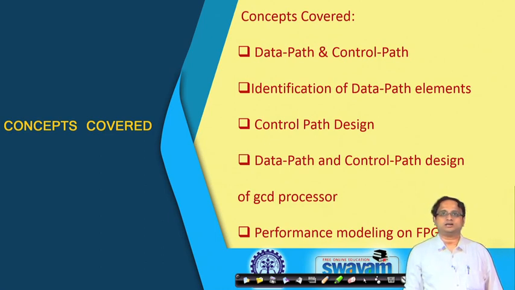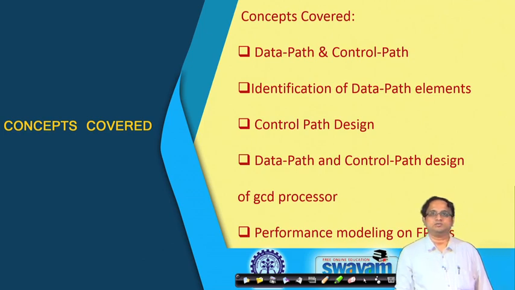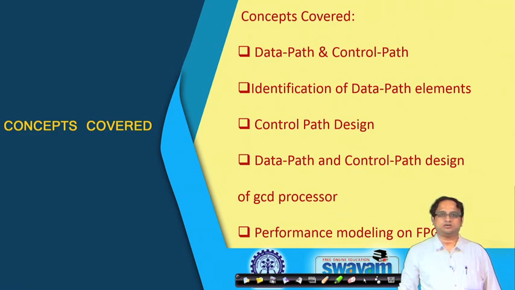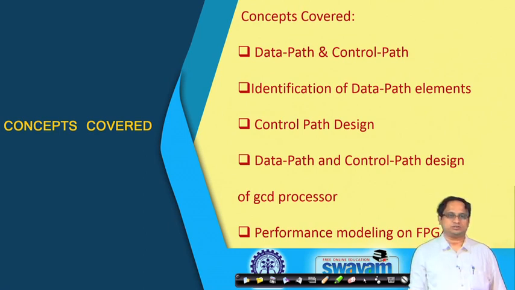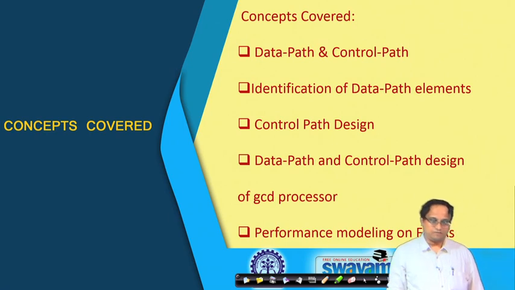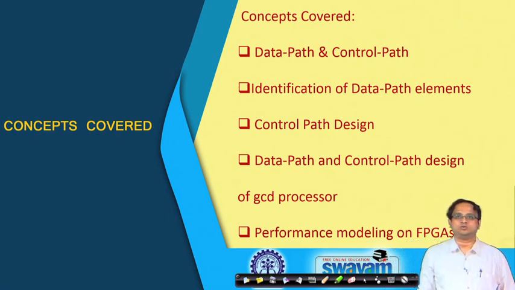We will be trying to identify data path and control path elements to implement algorithms. We will see data path and control path design in the context of an example, based on a GCD processor, or greatest common divisor computation processor. And finally, we will see how we can do design exploration, because designing is one thing and exploration of the design is another aspect.